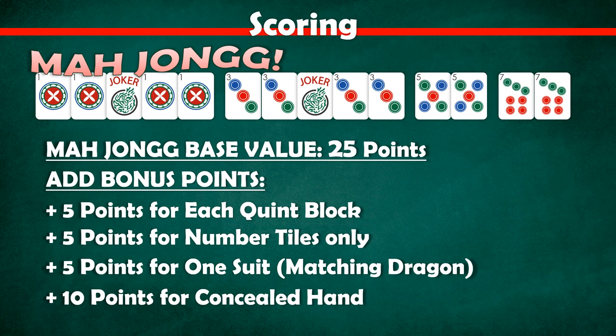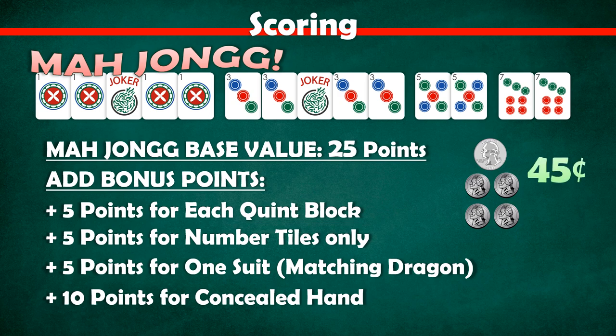For example, this hand here starts with the 25-point base value, then adds plus 5 points for the quint of 1 dots, plus 5 points for the quint of 3 dots, plus 5 points for using only numbers, and plus 5 points for using only 1 suit, for a total of 20 bonus points, making the final score 45 points. If this hand was a concealed hand, it would add another 10 points for 55 total points.